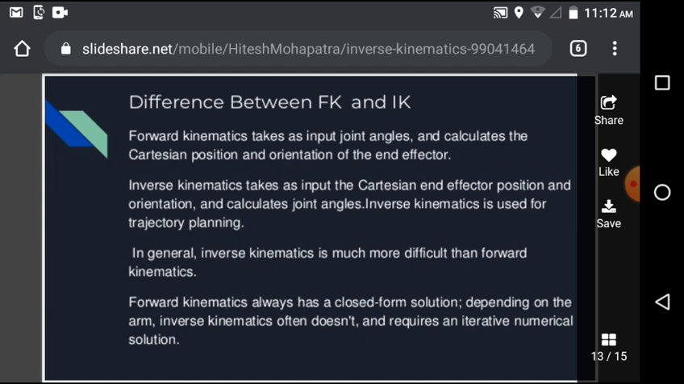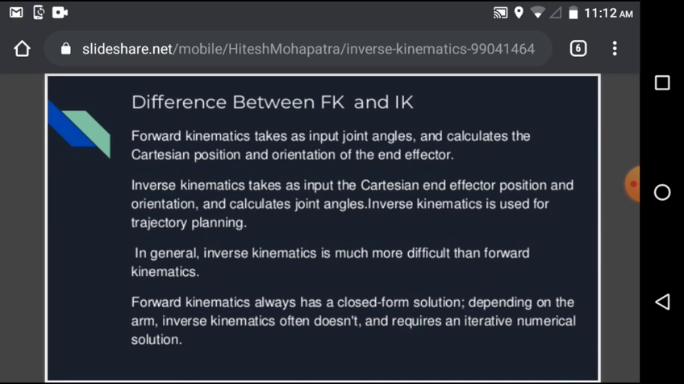Inverse kinematics is totally different from forward kinematics, because in forward kinematics you take joint angles as input and calculate position and orientation. In inverse kinematics you give the Cartesian position and orientation as input, and then you calculate the joint angles and link lengths. So there is a difference between forward kinematics and inverse kinematics.